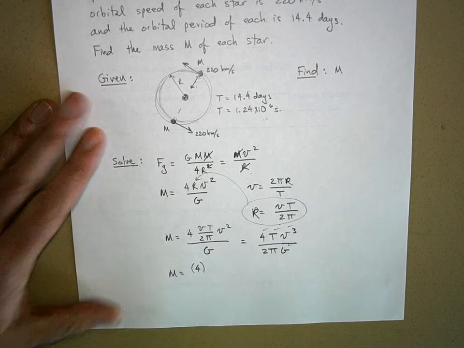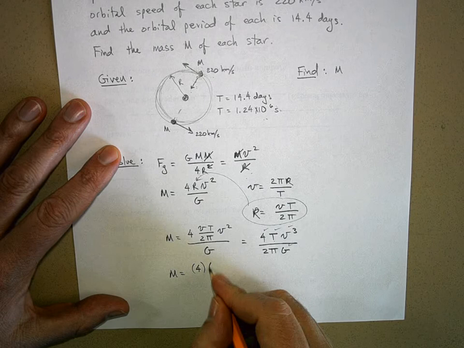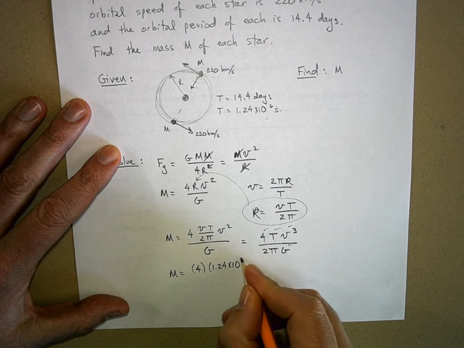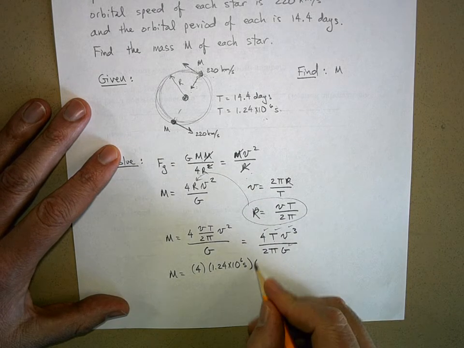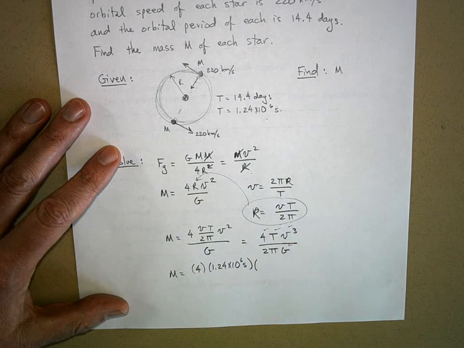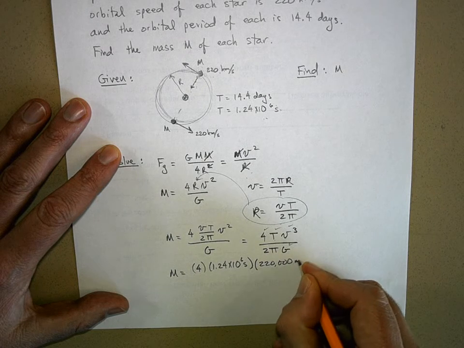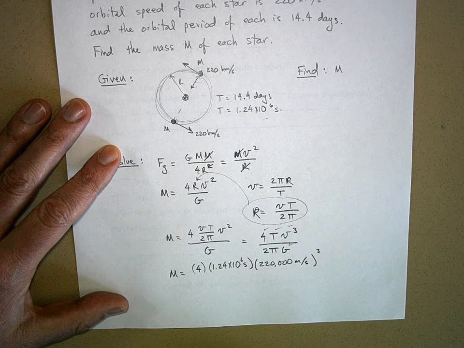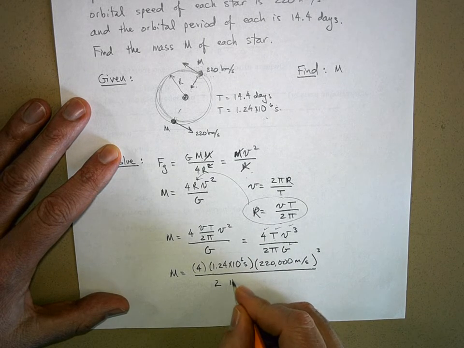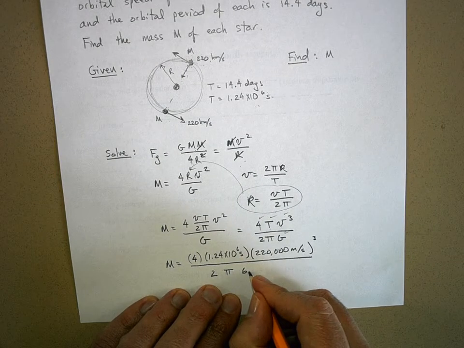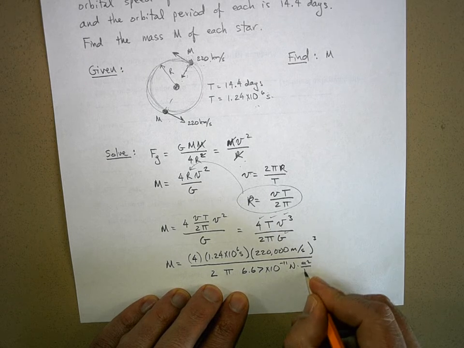4. And you've got to make sure that you're using units that are compatible. So the period has to be in seconds. So 1.24 times 10 to the 6 seconds. And then the velocity, which is 220 kilometers per second. But what do we need it in? We need it in meters per second. So that's just 220,000 meters per second. But you've got to cube that. And then divide that by 2 and pi. And then G is 6.67 times 10 to the negative 11 newton meter squared per kilogram squared.